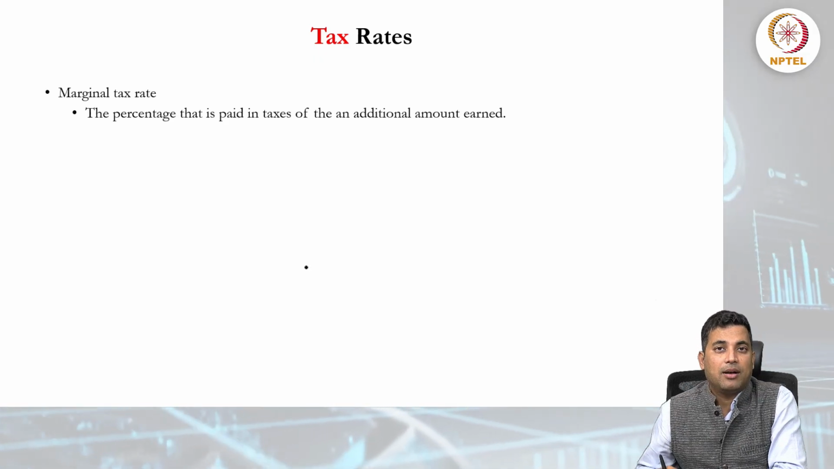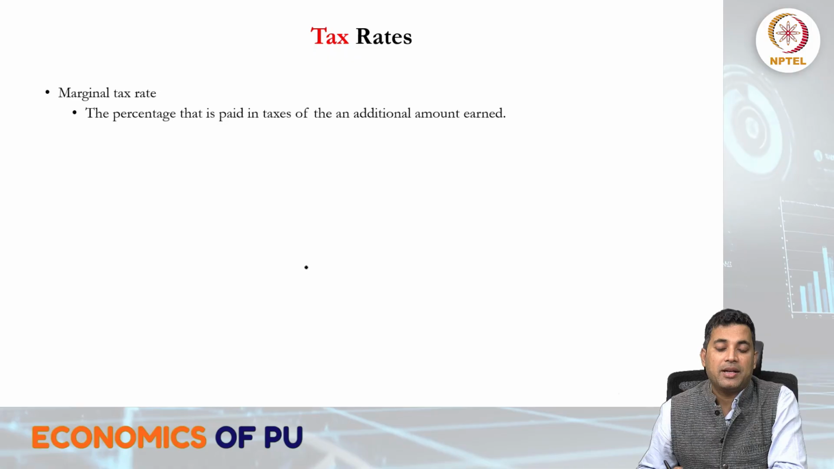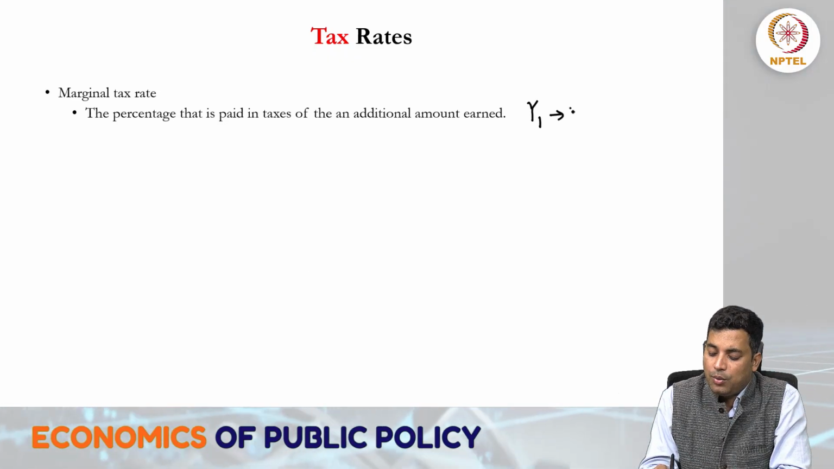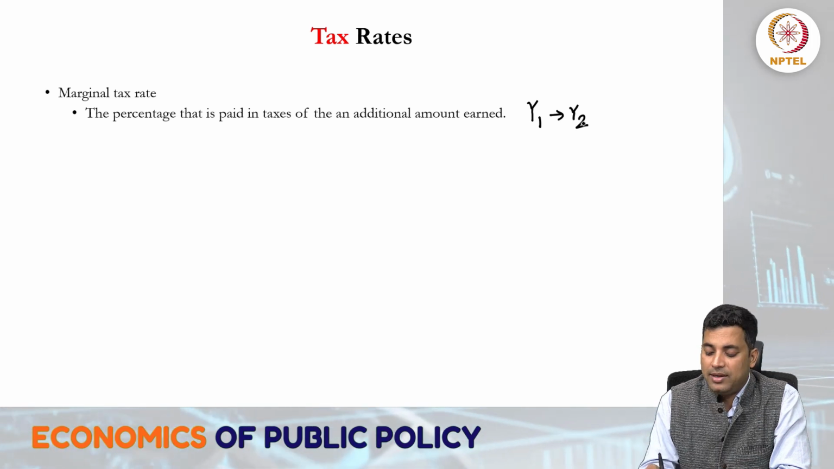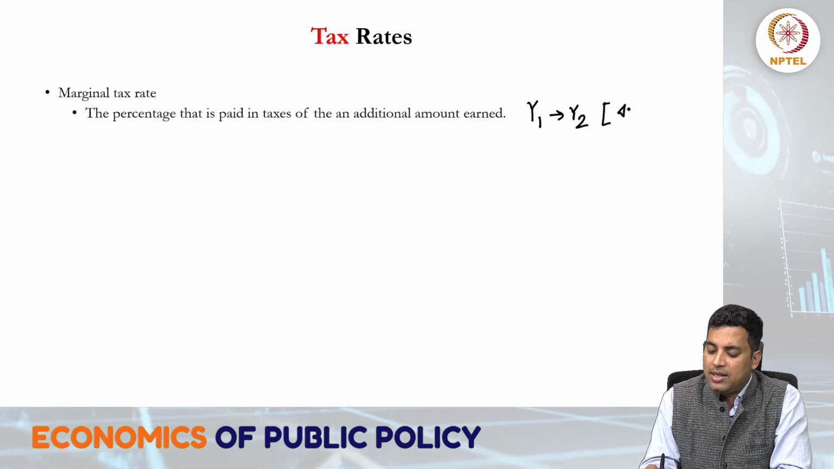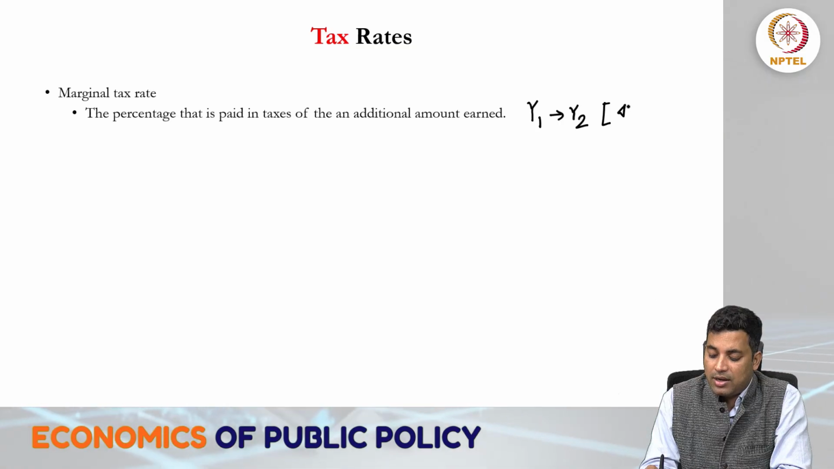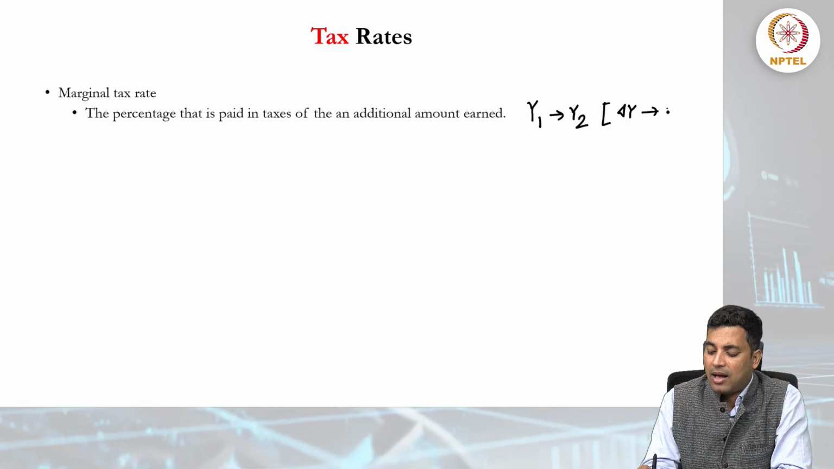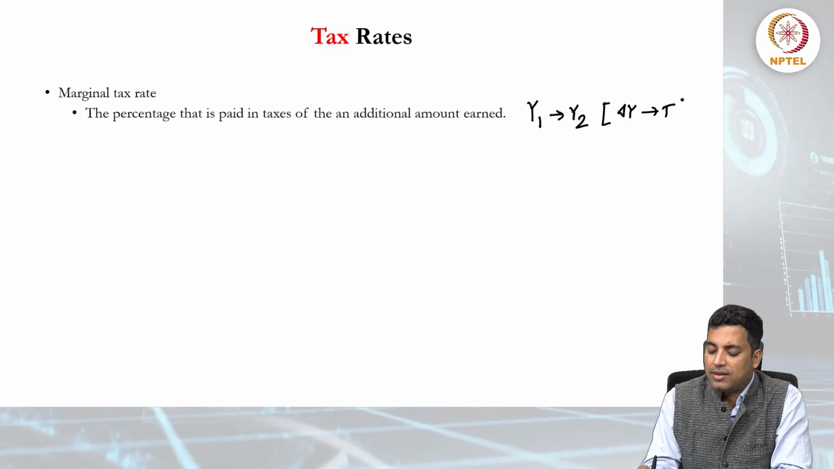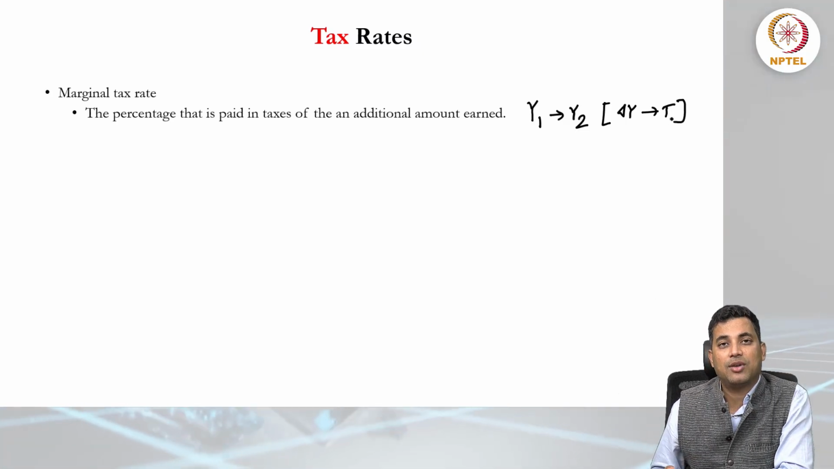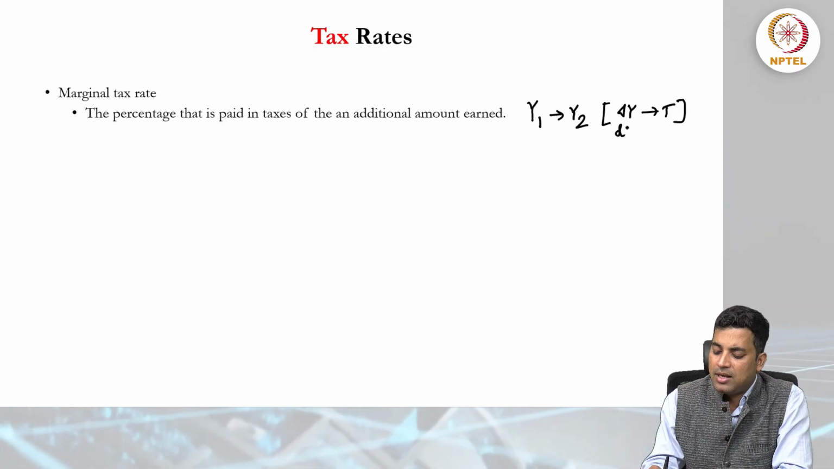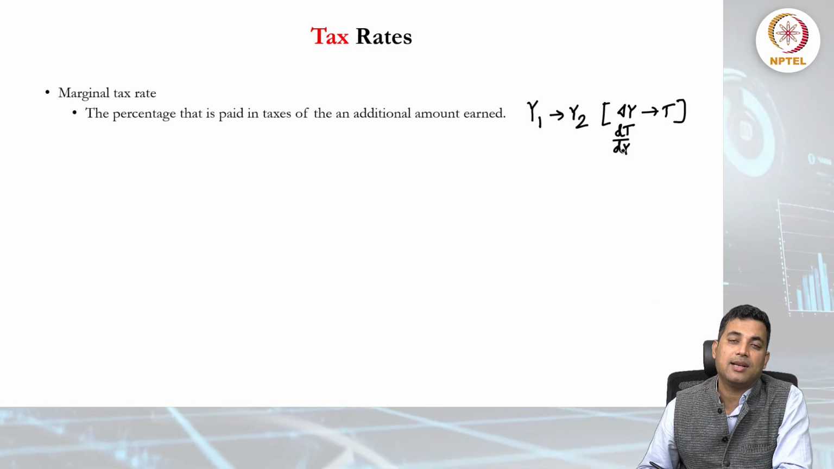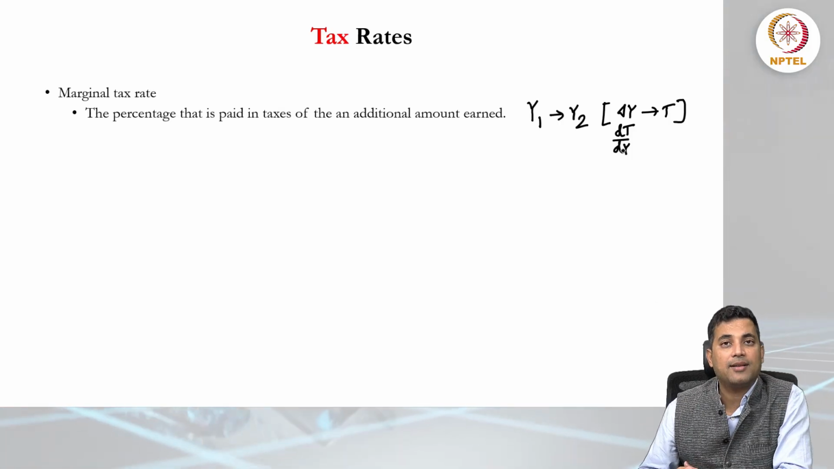So we know per unit income, like if my income is increasing from Y1 to Y2, then of course due to one additional unit of income, what is the impact that is happening on the taxes? So what is the change in the taxes? That is what we are trying to understand. This is precisely, the change in the total taxation due to one unit change in the income is referred to as marginal tax rate.